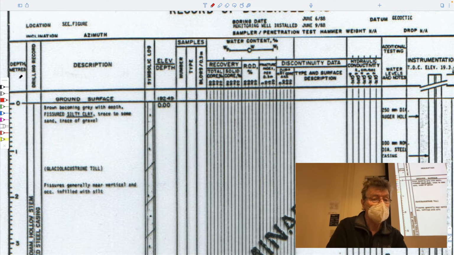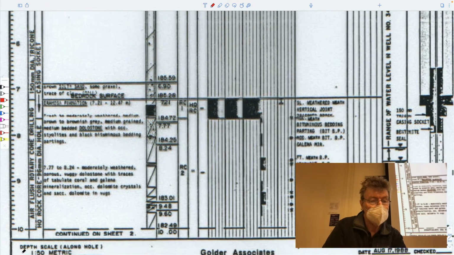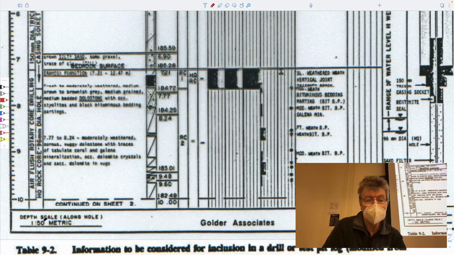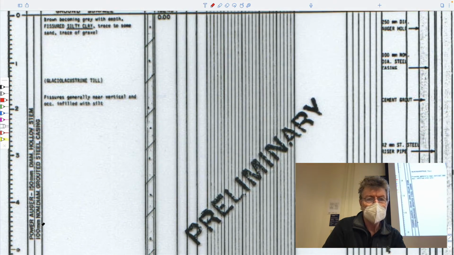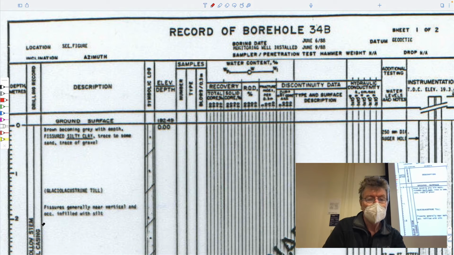So it merely is a log of behavior or items with depth. This is a Canadian one, so the depths are in meters, from Golder Associates. I guess Golder still exists as a company. I think they've been bought out, but I can't remember who they have morphed into. I think they still exist.